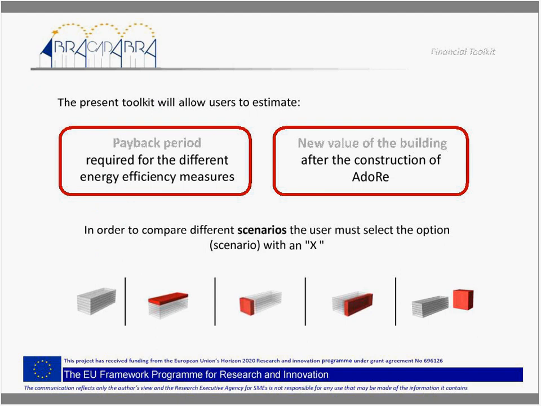In the Abracadabr project, three toolkits were developed: the regulatory, the technical toolkit, and the financial toolkit. The financial toolkit is developed so that the user can estimate the payback period of the investment, meaning the period that is required for different energy efficient measures. They can also estimate the new value of the building after the renovation.